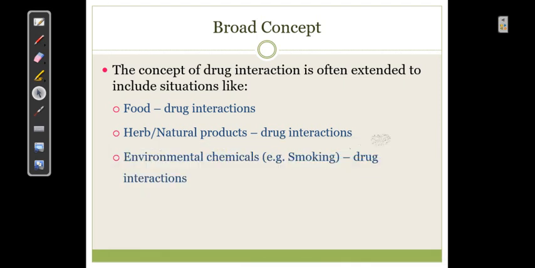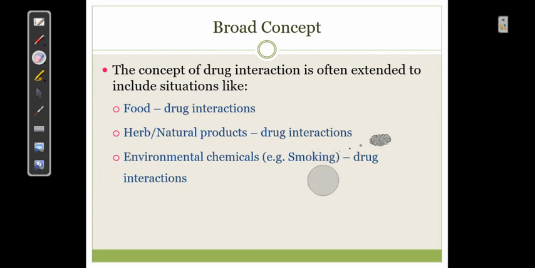Fine. Moving toward the third, environmental chemicals, right? This is definitely very well reported. Smoking is a hepatic microsomal enzyme inducer, right? So it induces cytochrome P450 enzymes, and once more enzymes are there, the metabolism of the drugs by those enzymes will be on the higher side, and their bioavailability will be less. So environmental chemicals also do have drug interactions, right?